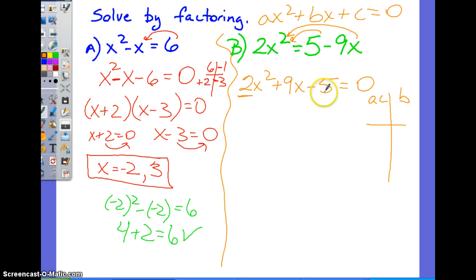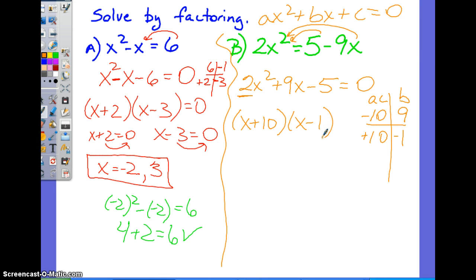So I'm not going to use the factors of 5. I'm going to use the factors of negative 5 times 2. So A times C is negative 10. Negative 5 times 2 is negative 10. B is 9. So my factors of 10 that make 9 would have to be 10 and 1 for sure. Now I need positive 9, so I'm going to do plus 10 and minus 1 to get my positive 9 when I add. So my factors are x plus 10 times x minus 1.